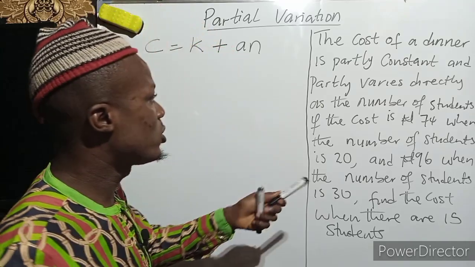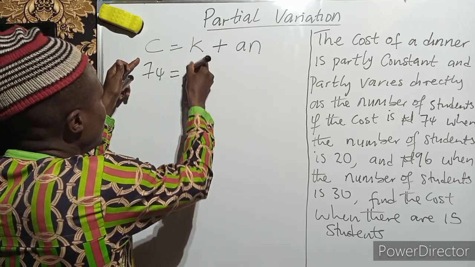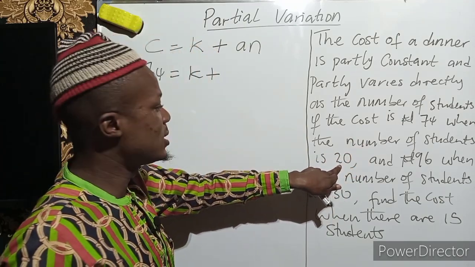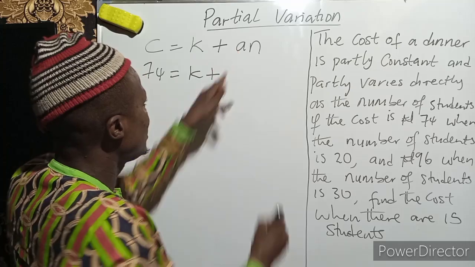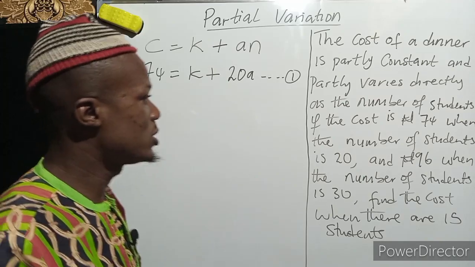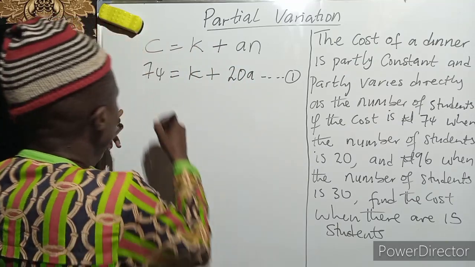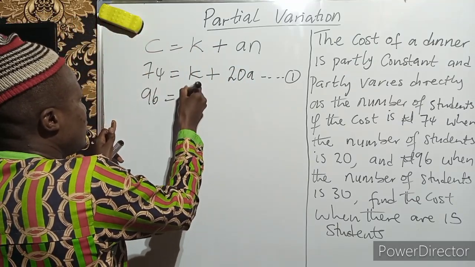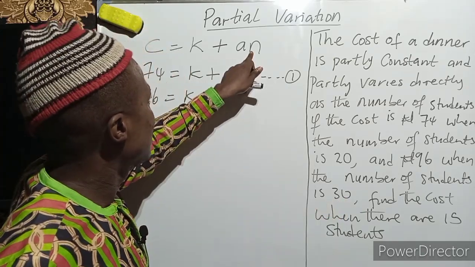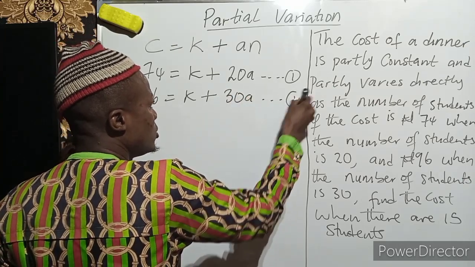So we are told that if the cost is 74, so under cost I'll put 74 equals K plus, if the cost is 74 naira, the number of students is 20. So N is now 20. 20 multiplying A will give us 20A. This has formed equation 1. You continue. And the cost is 96 naira when the number of students is 30. So under cost, I'll put 96 naira equals K plus, number of students this time around is 30, so 30 times A will give me 30A. This has formed equation 2.